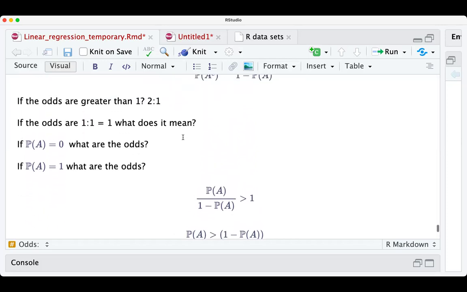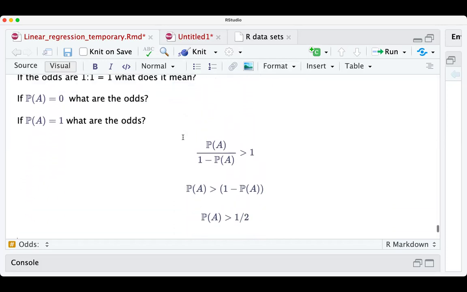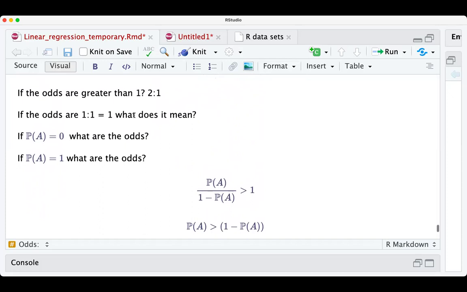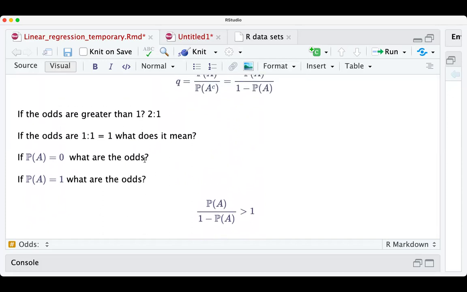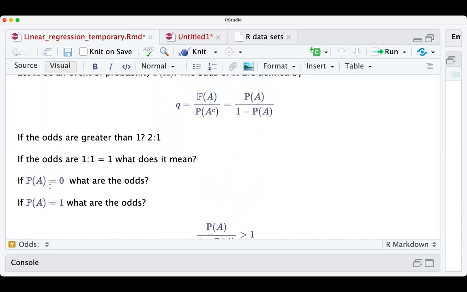The odds, for instance, if the odds are 1, it means that the probability of A is equal to 1/2. If the probability of A is 0, you plug it here, the odds are 0. If the probability of A is 1, then the odds are plus infinity, because 1 divided by a positive 0 is plus infinity.